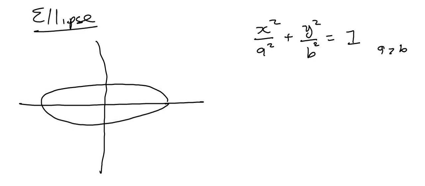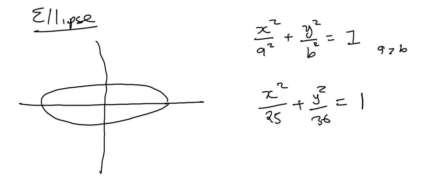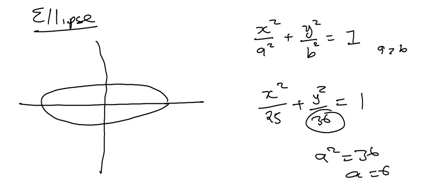So if b was bigger than this, let's say I give you x squared over 25, then plus y squared over 36. Between these two, our a squared is going to be 36, so that our a is 6, because b has to be smaller. 36 is bigger than 25. So meaning it is going to lie on the y-axis. The letter that has a bigger number down is the axis that we're going to have. So this is going to be on the y-axis if it was like this.